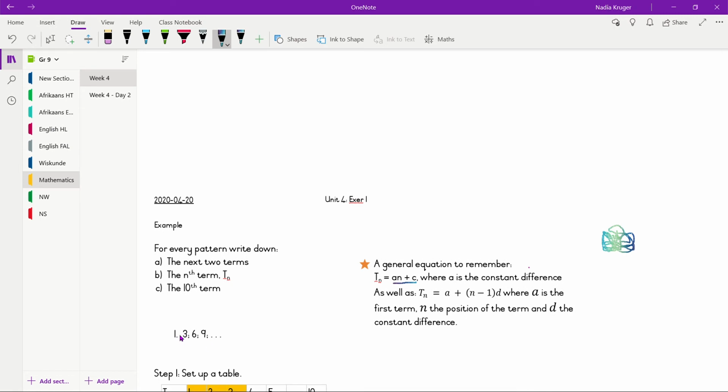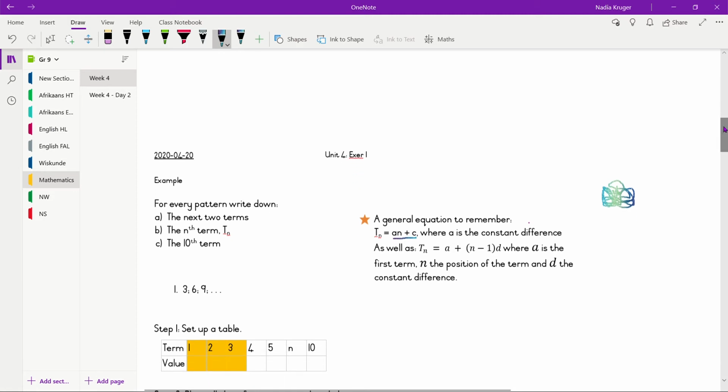Question number 1, our pattern is 3, 6, and 9. The first step that I would like to show you is how to set up a table. We take the information that they have. They've given us the value of 3 terms. They've asked us for 2 additional pattern terms. They've asked us to determine Tn, and they've asked us for term 10. Therefore, this is the table that we're going to need.